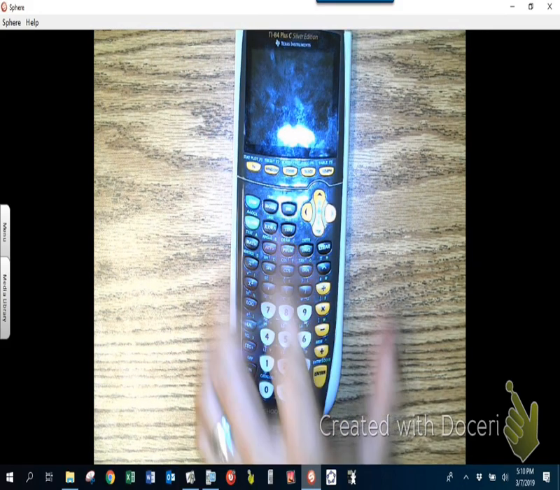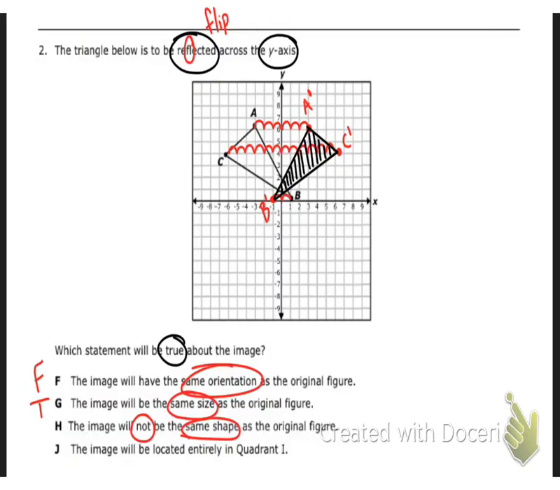And then when I flip the phone back, it simply becomes a calculator again. Yeah, that's not going to work, so definitely a big false on that one. And then J: the image is located entirely in quadrant 1.